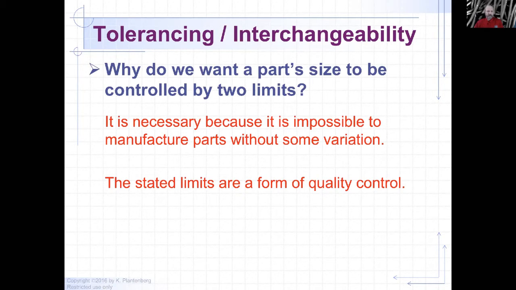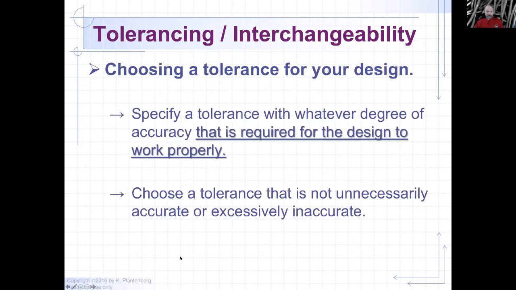And we talked about that in a couple of previous lectures, okay? So the limits give you an idea of what the quality control should look like. The tighter the tolerances, the better measurement systems you need, right? So now your quality control measurement tools get more expensive, for example, or it might be more difficult to measure. So you only want to make tight tolerances when you really need them, okay? So you want to specify a tolerance with whatever degree of accuracy that's required for the design to work properly.